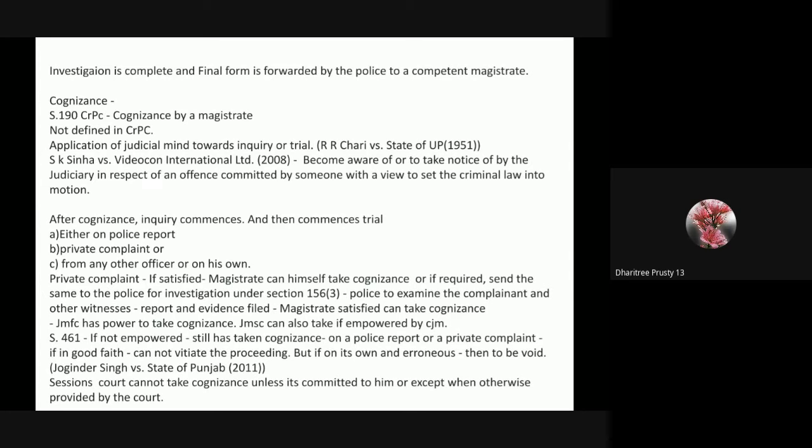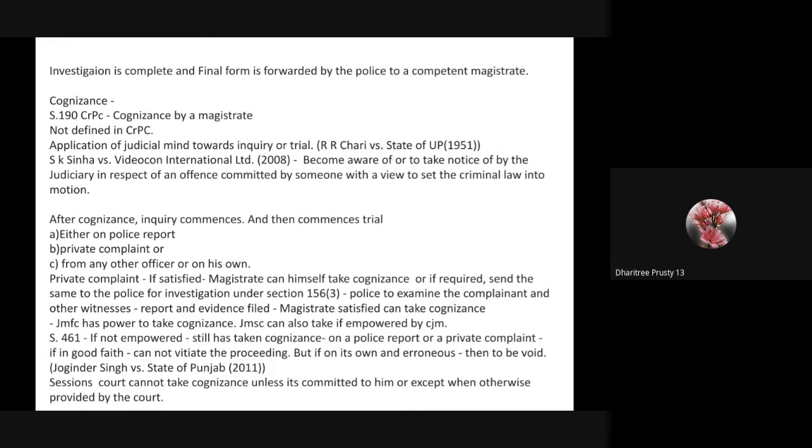One is on police report, that is under section 173(2). If the police files a police report, then the magistrate may take cognizance. On a private complaint, if someone approaches the magistrate, whether it is a non-cognizable case or a cognizable case, it doesn't matter. If it is a cognizable case, then the private person has to approach the police, and the police will submit the police report, and then the magistrate can take cognizance.